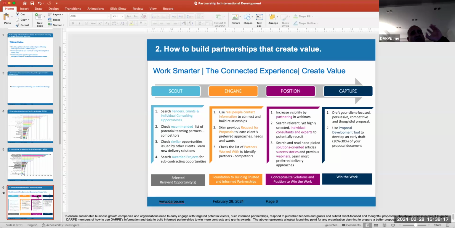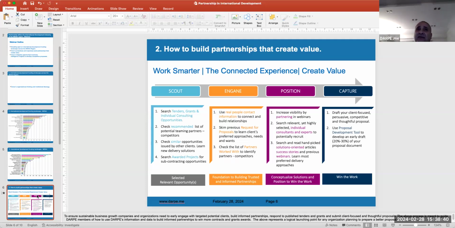When you scout, you start looking for tenders, grants and opportunities to bid for, so you populate your pipeline with relevant opportunities. That's why we have a search engine, so you can get relevant opportunities and avoid all the hassle and the noise of information. So you know what you want to bid for.